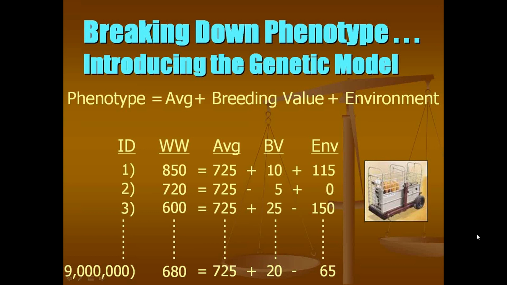Now, we as animal breeders are primarily interested in the breeding value component, okay? And when you look at that, you notice we've got an average, and that's a big number. We're talking weaning weight, and the average is a big number, 725. But you'll notice the other two components, breeding value and environment, are deviations, right? They're plus and minus 5, 10, 15, 100. So they're deviations. And you should be very familiar with the deviations I just circled.